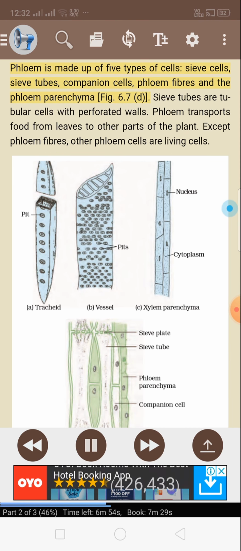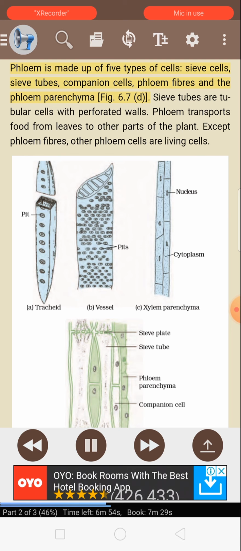Phloem is made up of four types of cells: sieve tubes, companion cells, phloem fibers, and the phloem parenchyma. Figure 6.7d. Sieve tubes are tubular cells with perforated walls. Phloem transports food from leaves to other parts of the plant. Except phloem fibers, other phloem cells are living cells.